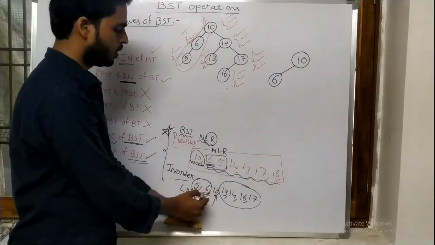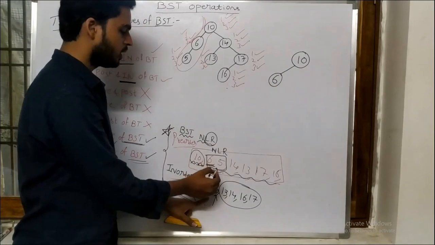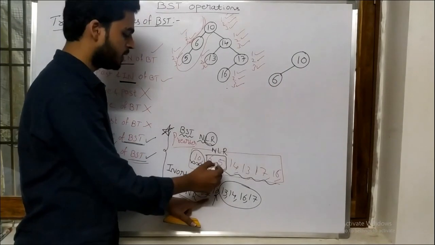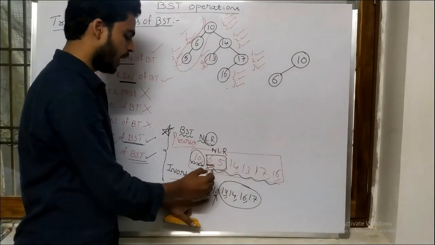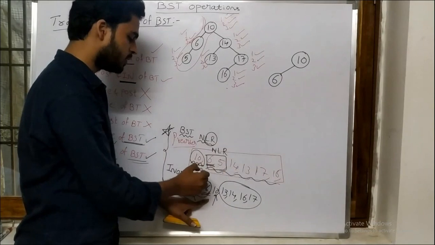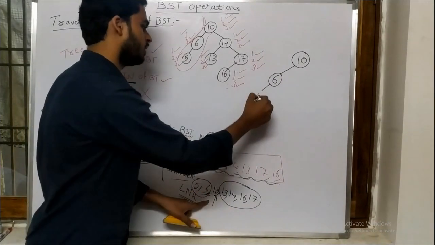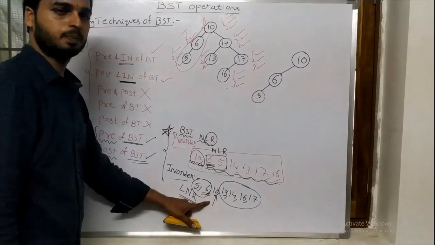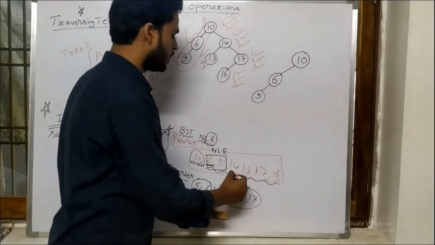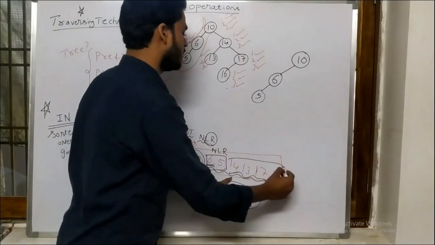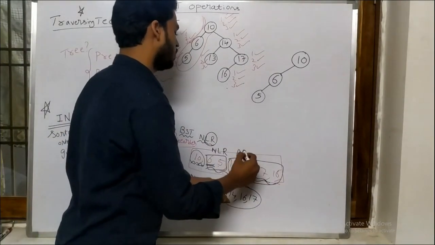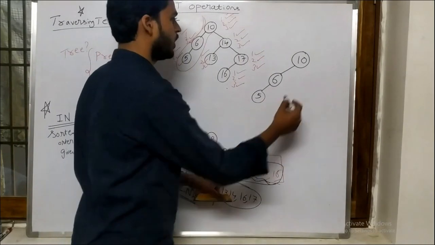Okay, fine. If it is a binary search, I can directly write. But if it is a binary tree, what I need to do? I need to check whether this is present on the left side or right side. So, as it is a binary search tree, I can simply write it on the left side. Okay. Then I will move to the right side. So among these three elements, which is root node, apply the technique of NLR. So 14 is the root node.